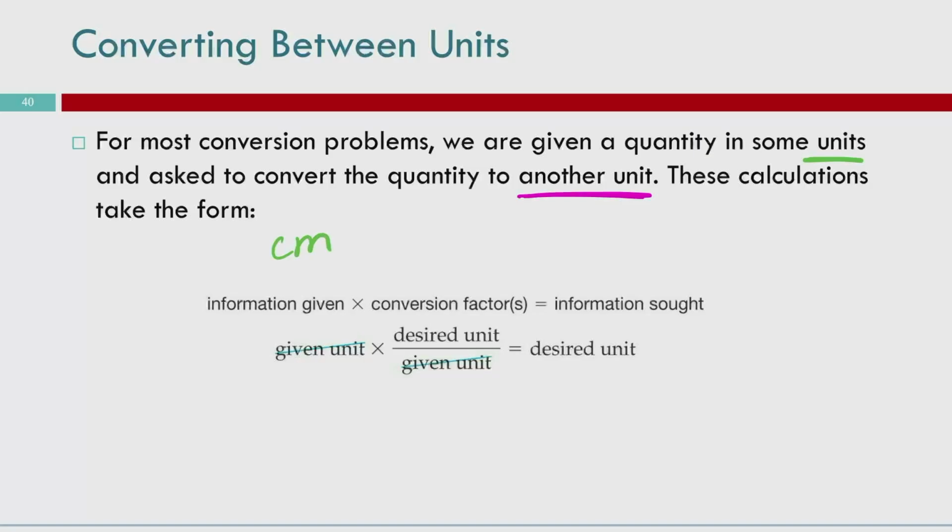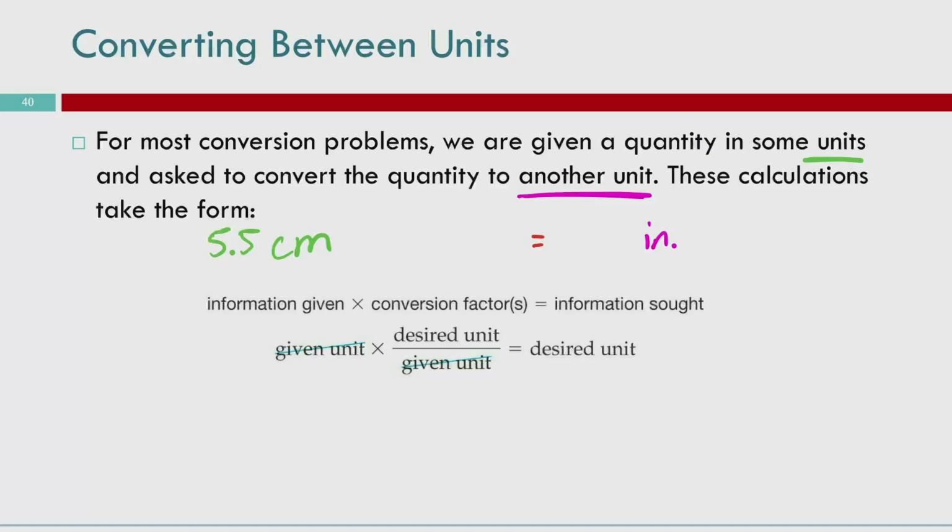For example, maybe we're given 5.5 centimeters, and we want to convert this to inches. We would need to find a conversion factor. We'll talk about how to make conversion factors. We would need to find something that converts from centimeters to inches. Our conversion factor should have the units that we have and the units that we want in it.